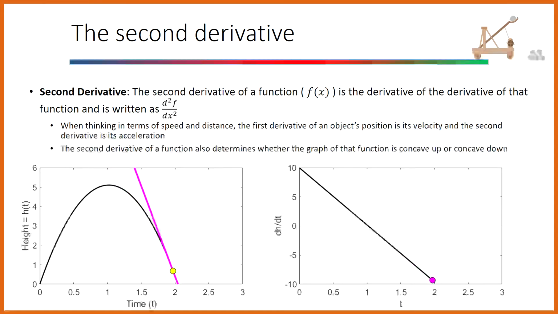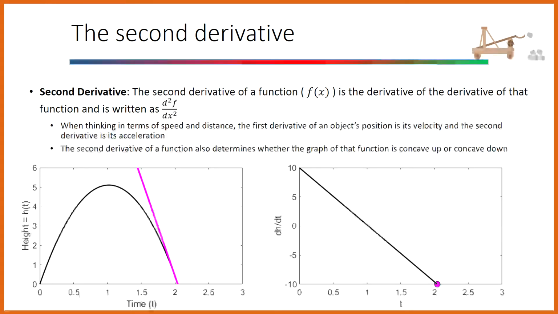When we first launched it, at time t equals 0, it was traveling up at 10 meters per second. However, its velocity rapidly slows down, and when it hits the ground, it's traveling at negative 10 meters per second. We can see that the derivative, or the velocity, is decreasing as a linear function of time.